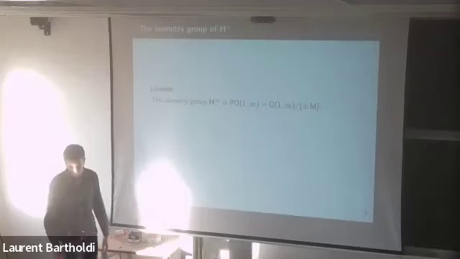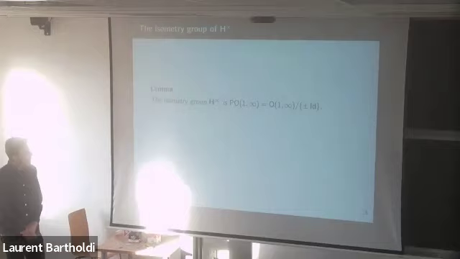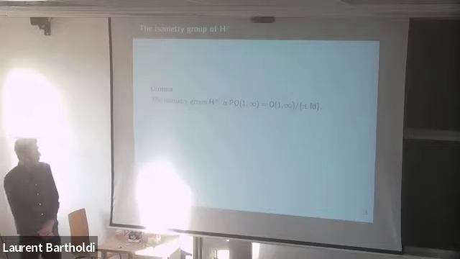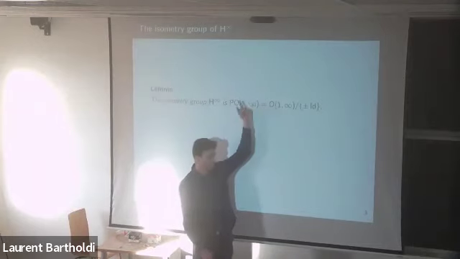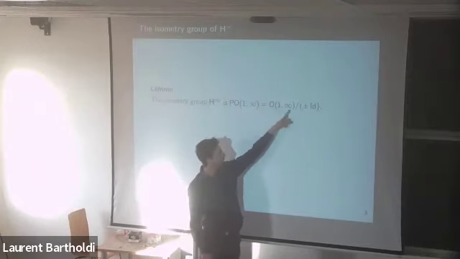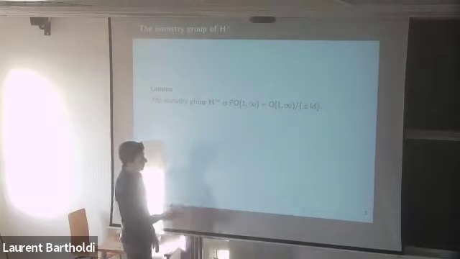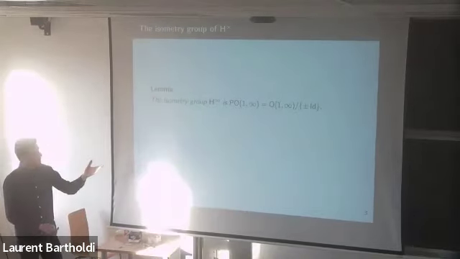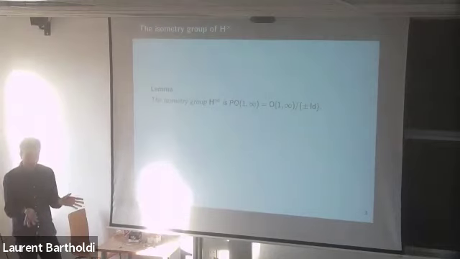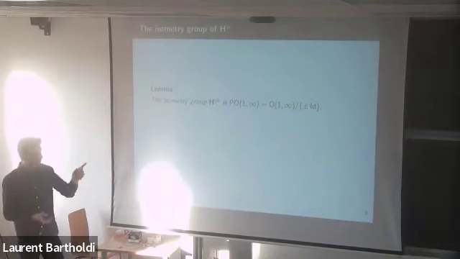So, what is its isometry group? Its isometry group is just the orthogonal group of the previous diagonal form, divided out by the center, which is plus or minus the identity. Which means that any isometry comes from a bounded linear map that preserves the quadratic form.